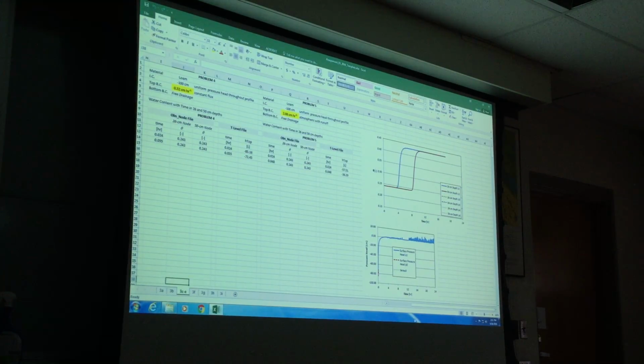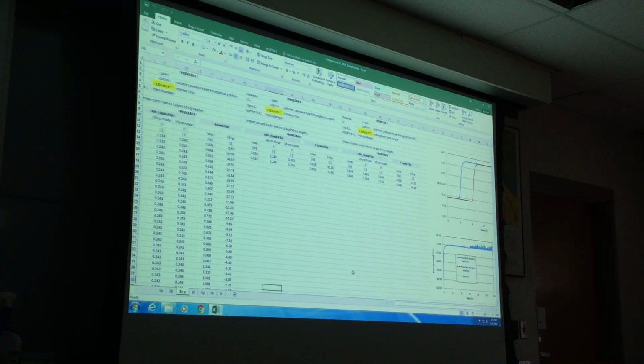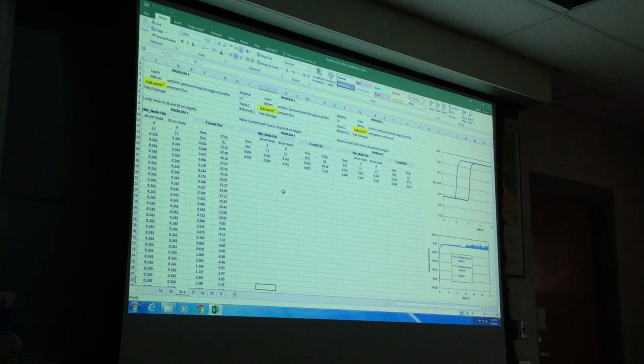So now we are moving to problem 4. In problem 4, we only want to repeat problem 3, so a constant flux boundary with an initial condition of minus 100 centimeters. But now we want to apply half of the flux, so the flux that we apply is half of the saturated hydraulic conductivity. Then we do the same thing, and then we double the flux. We'll see what's going to happen then.